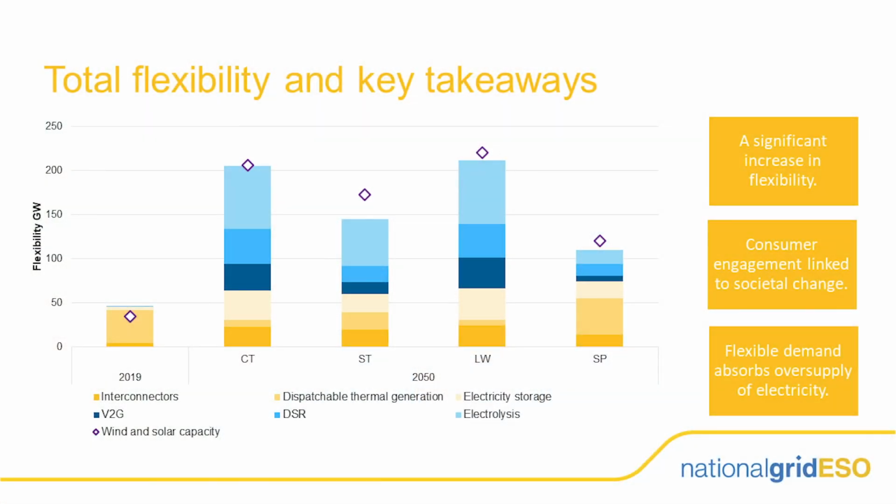Finally, I leave you with this chart. Now, whilst comparing types of flexibility is a bit like comparing apples and pears, the chart does at least give an overview of the relative size of each type of flexibility available. Demand-side response, particularly from electrolysis, becomes much more important in the net zero scenarios in 2050. The chart also nicely demonstrates that flexibility requirements per scenario correlate to the level of installed wind and solar capacity. Now that's shown as the overlaid diamond.